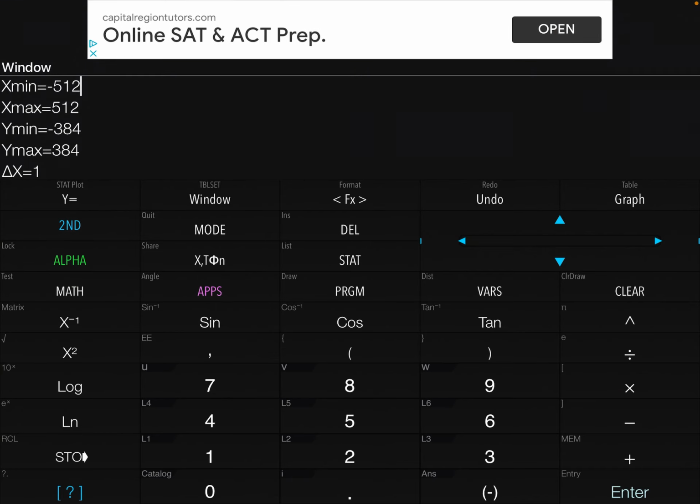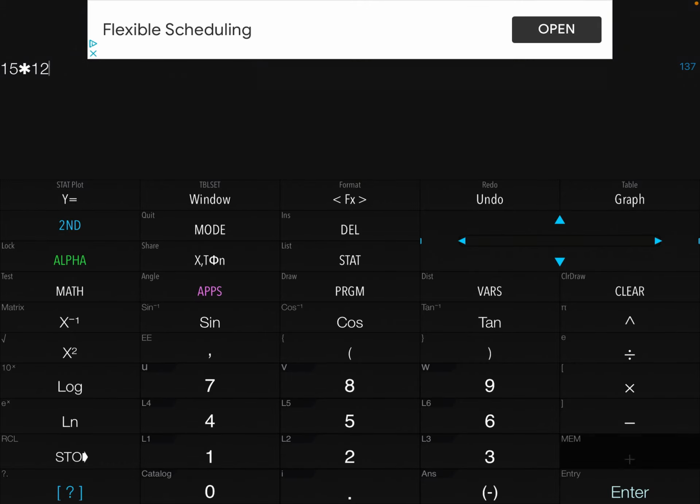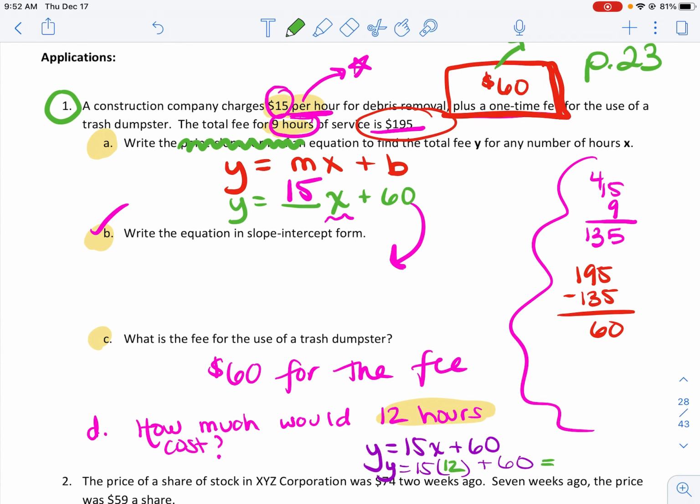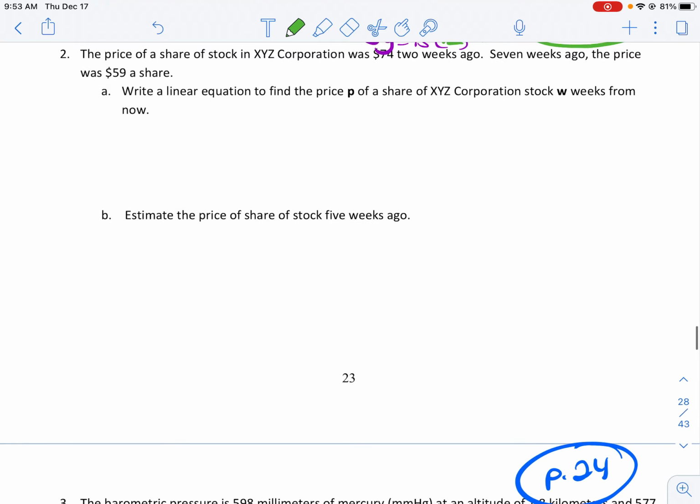So let me get out of here. Oops, second quit. 15 times 12 plus 60. And when we do that, it would be $240. Okay, so that's a kind of question that you should probably anticipate, one where you have to write the equation of a line.